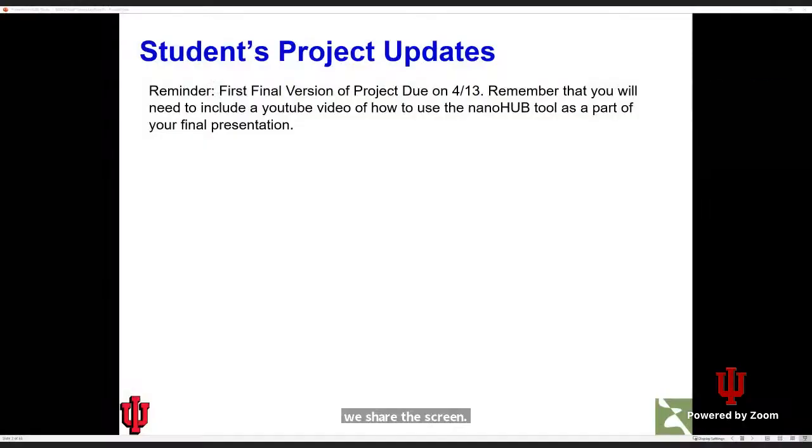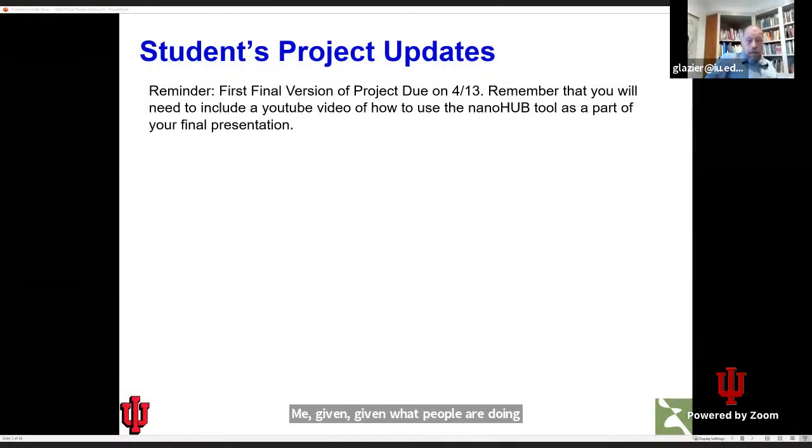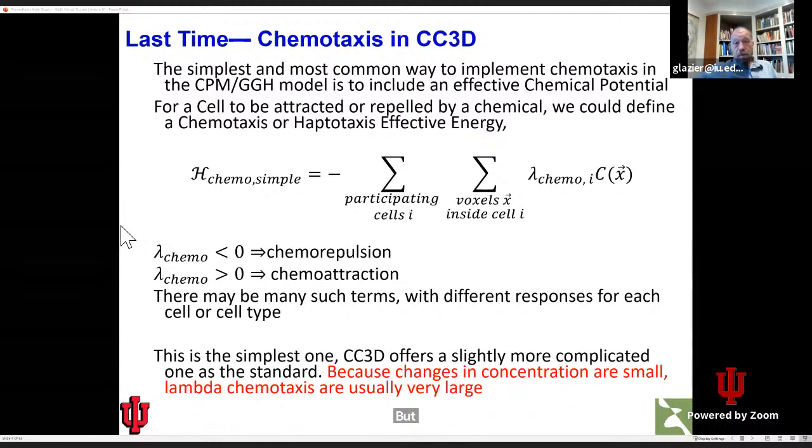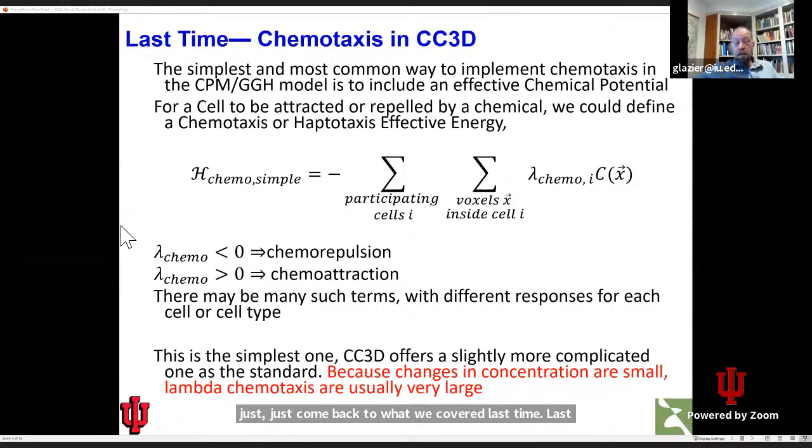Given what people are doing for their projects, a lot of what I'm going to be saying today is review, so I appreciate your patience. But just to come back to what we covered last time. Last time we talked mainly about chemotaxis, the idea that if you want a cell in a chemical field to move in response to it, you have to apply a force to it. CompuCell applies forces essentially by calculating effective potential energies.